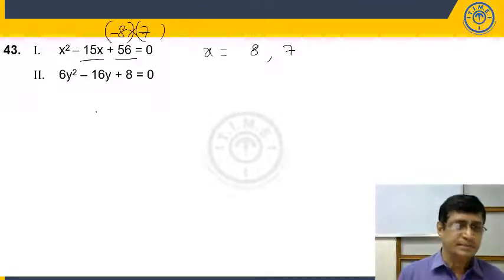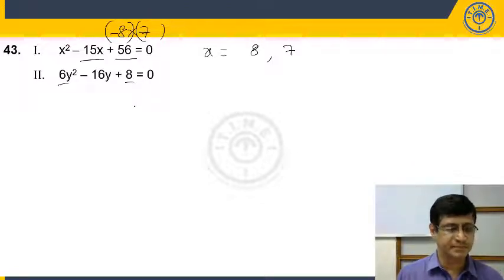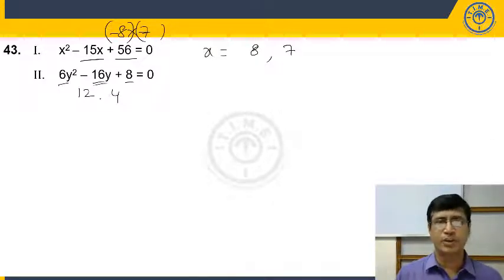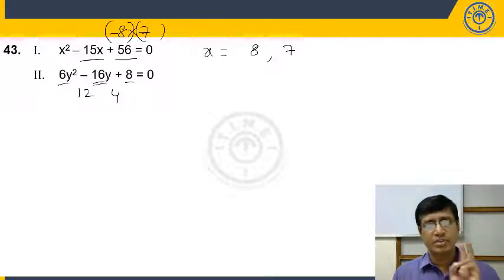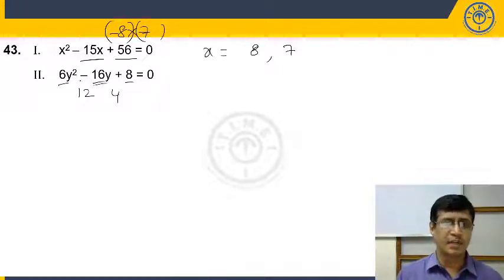What about the other side? If you observe, 6 into 8 is 48, and the middle value is 16. So what are the factors which will satisfy this? 12 into 4 will give 48 as a product, and the sum of these two terms will give the middle value. So 12 plus 4 is 16 and 12 into 4 is 48. It is satisfying both the sum of the roots as well as the product of the roots. The sum of the roots is minus 16, so you will get minus 12 and minus 4 as factors.